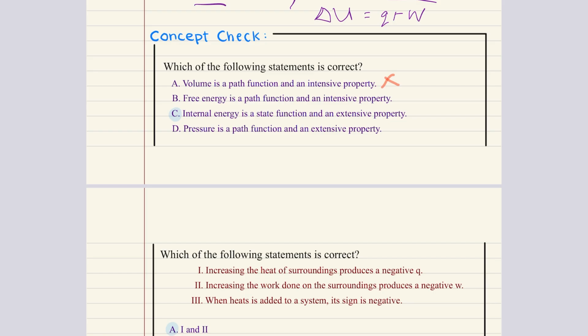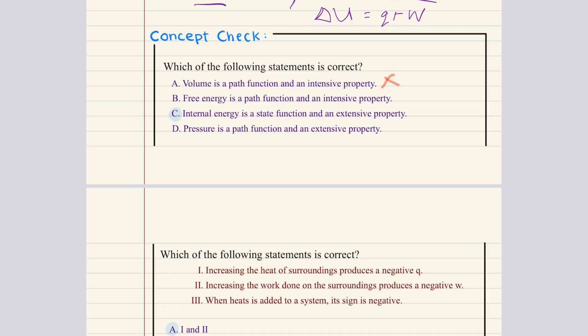A state function depends only on the current state of the system and not on the path taken to get there. Volume fits this definition because it reflects the amount of space a system occupies at a given moment, and that value depends only on the system's current pressure, temperature, and number of moles, and not how the system got to that volume. In addition, it's an extensive property, not an intensive property, because the volume of a system increases if you have more substance.